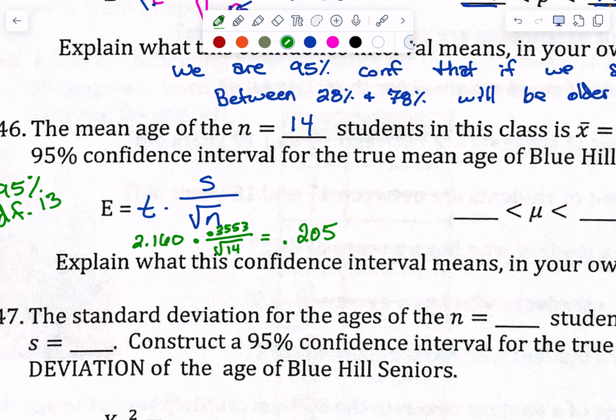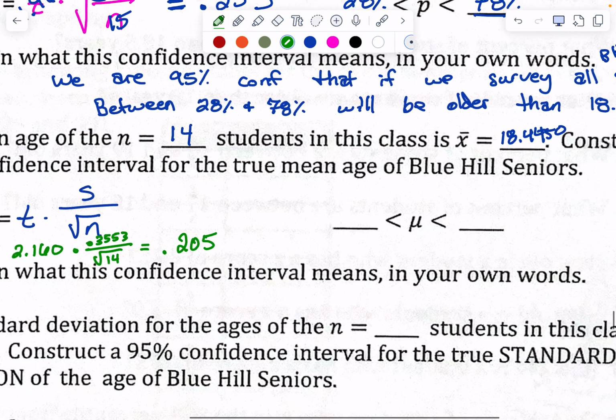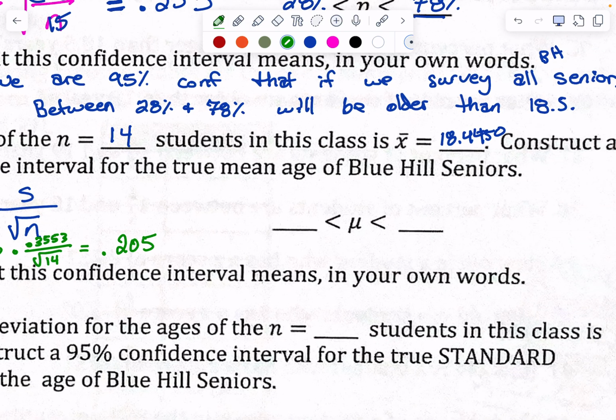I got 0.205 for an error. Yeah? We're halfway close. What are we adding and subtracting from? 18.4450 minus 0.205 and 18.4450 plus 0.205. 18.65 is the high one. 18.24 is the low one.